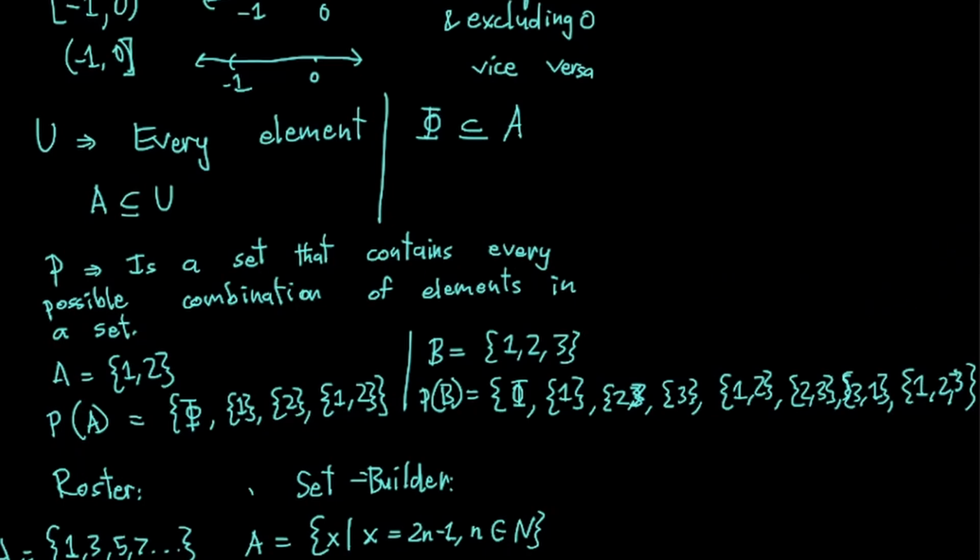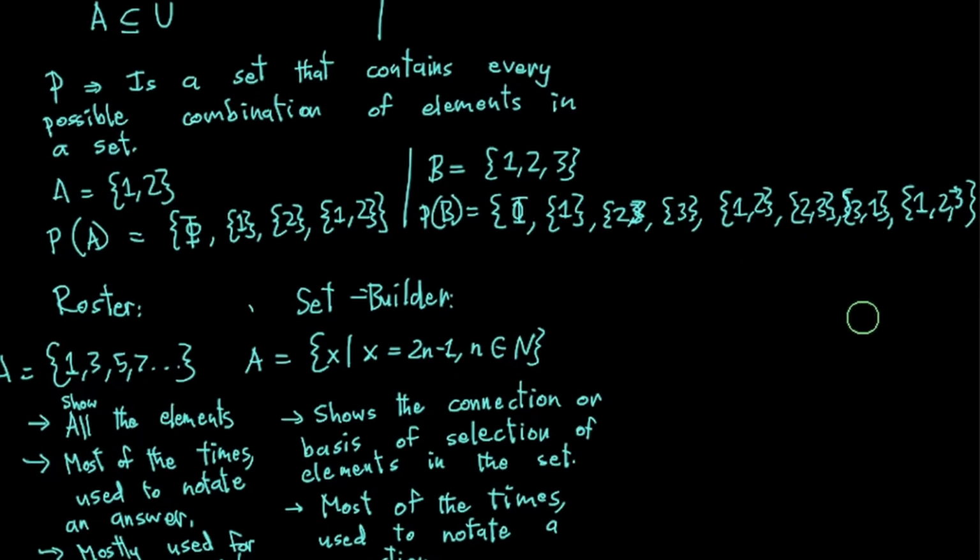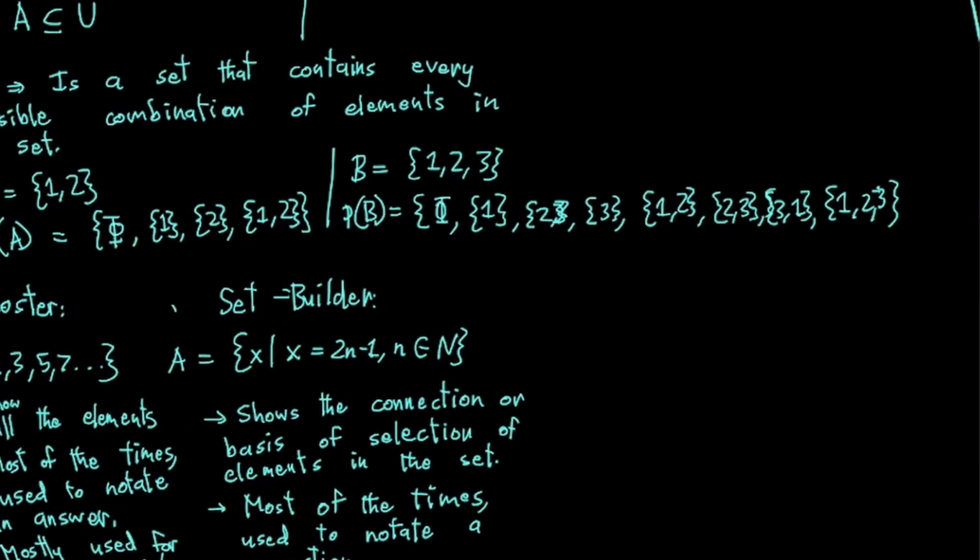The power set is a set that contains every possible combination of elements in a set, right? So when we take the set A is equal to {1, 2}, the power set of A is basically going to be the empty set, and then the elements {1}, {2}, and then the set itself {1, 2}, right? And then there's this longer example for the power set of B. It's basically just going through every combination and everything.